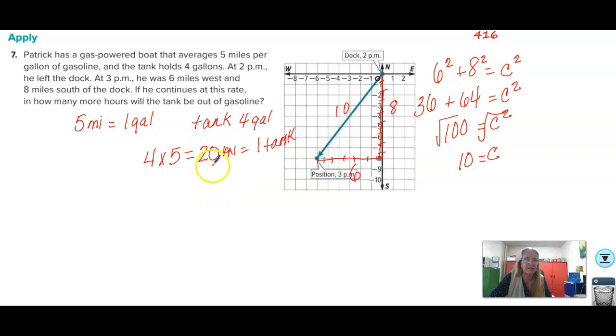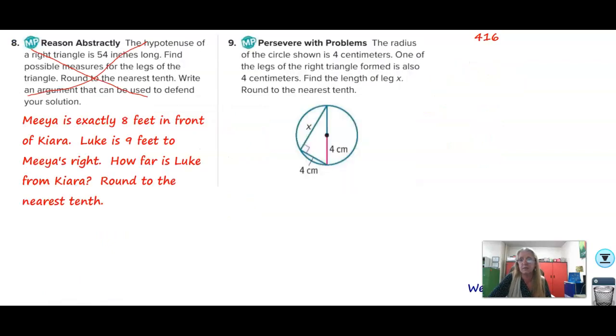He had 20 miles in the tank to begin with, and he's already used 10. He better turn around and go back, because he's only going 10 more miles. So he only has 1 hour left to make it back before he runs out of gas. Or maybe he brought gas with him. That could be a possibility.